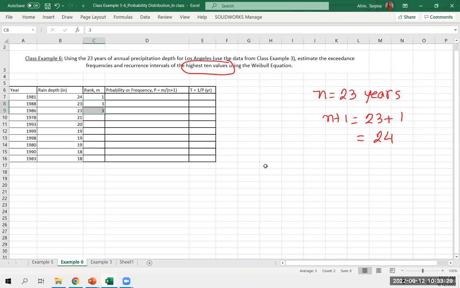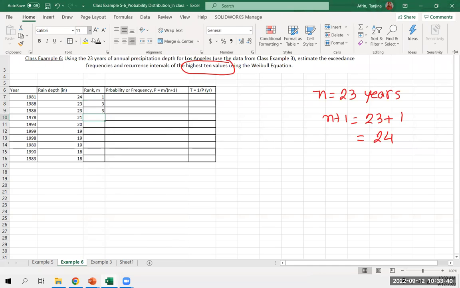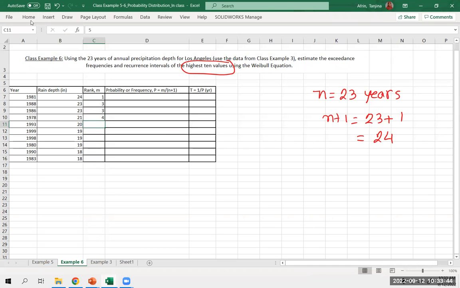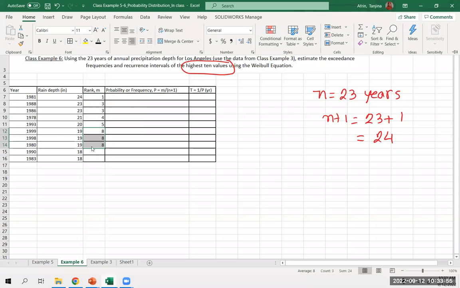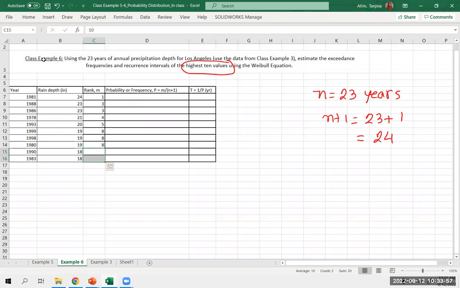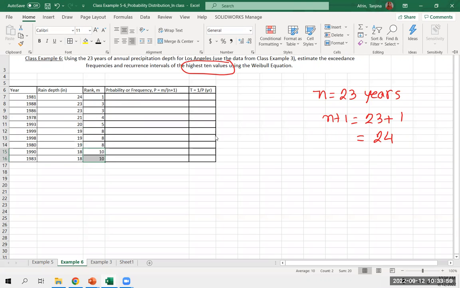Instead of 2, we will skip 2. We will use 3 because that will be the rank. Now this one is 4 because there is no repetitive one, right? What about the next one? What about the next 3? 19, 19, 19. 8, 8, 8. Great. So you understand, and the last two will be 10 and 10, right?